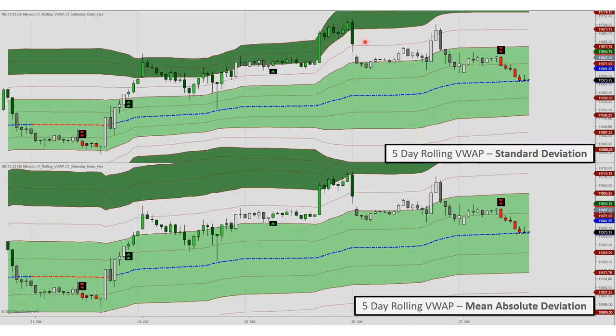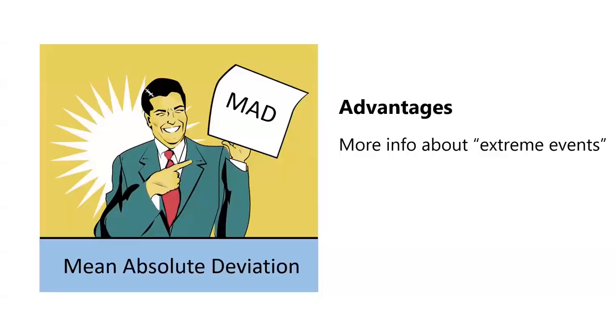So the idea is to see if we can improve probability for momentum trades using this mean absolute deviation to establish the value and overbought, oversold areas. Basically, the mean absolute deviation calculation provides some more information about extreme events. So you can think about the 1929 crash, or Black Monday in 1987, or the dot-com bubble, or the pandemic, what have you. But it does not seek to reduce the effect of outlier events, but instead includes them as a part of the analysis.